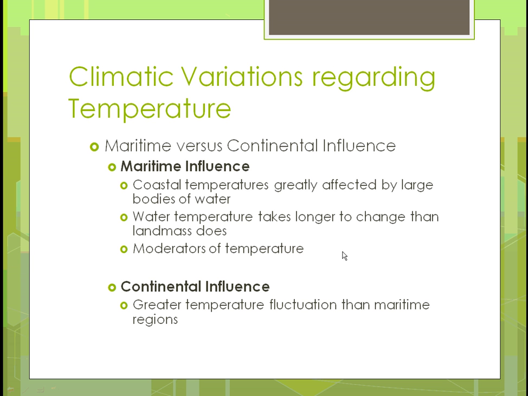Maritime versus continental. The coastal temperatures are greatly affected by large bodies of water. The water temperature takes longer to change than the land mass. In other words, the soil is going to get warmer quicker than the water does. And it's also for the maritime areas, it's going to be more of a moderator of the temperature. You aren't going to get as high.